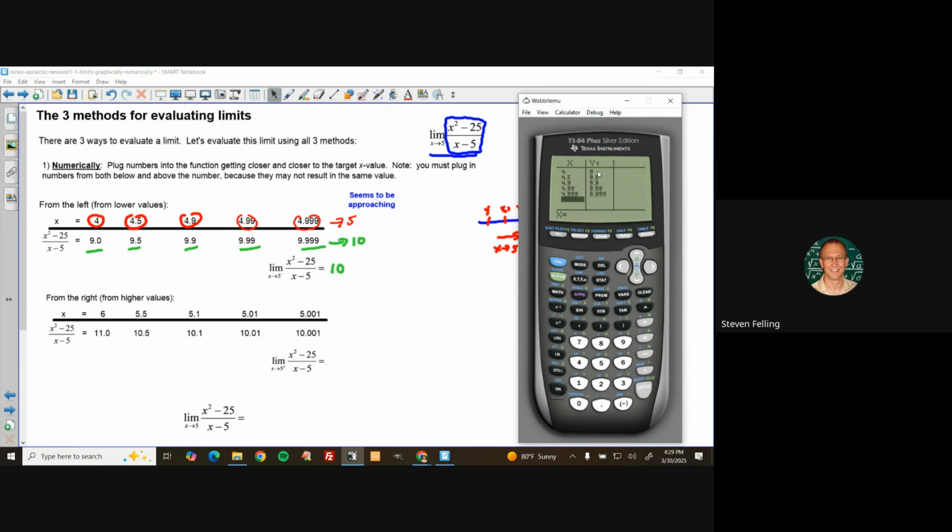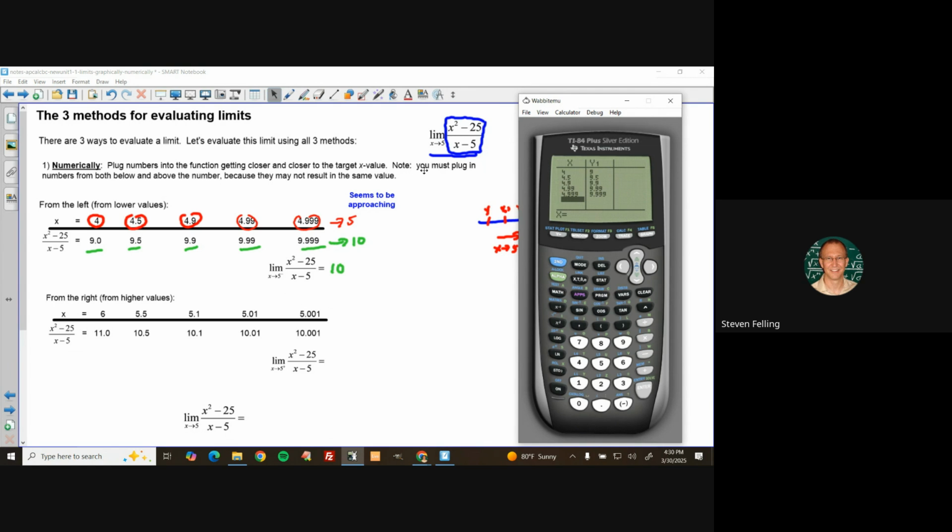I can see these numbers 9, 9.5, 9.9, 9.99, and so on. So as x is getting closer and closer to 5 from the left, the y is approaching 10. All right, so use calculators if calculators are allowed. This would be very tedious to do by hand.